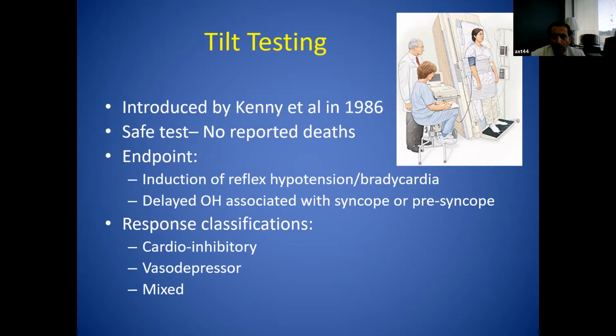The endpoint of tilt table testing is induction of reflex hypotension and bradycardia. Sometimes you have a delayed orthostatic hypotension, and sometimes that's associated with syncope, and other times it's not. And again, the responses, I usually try to break it down. Was this purely cardioinhibitory? Did I see a long pause? Was it purely vasodepressor, or was it a mixed response?